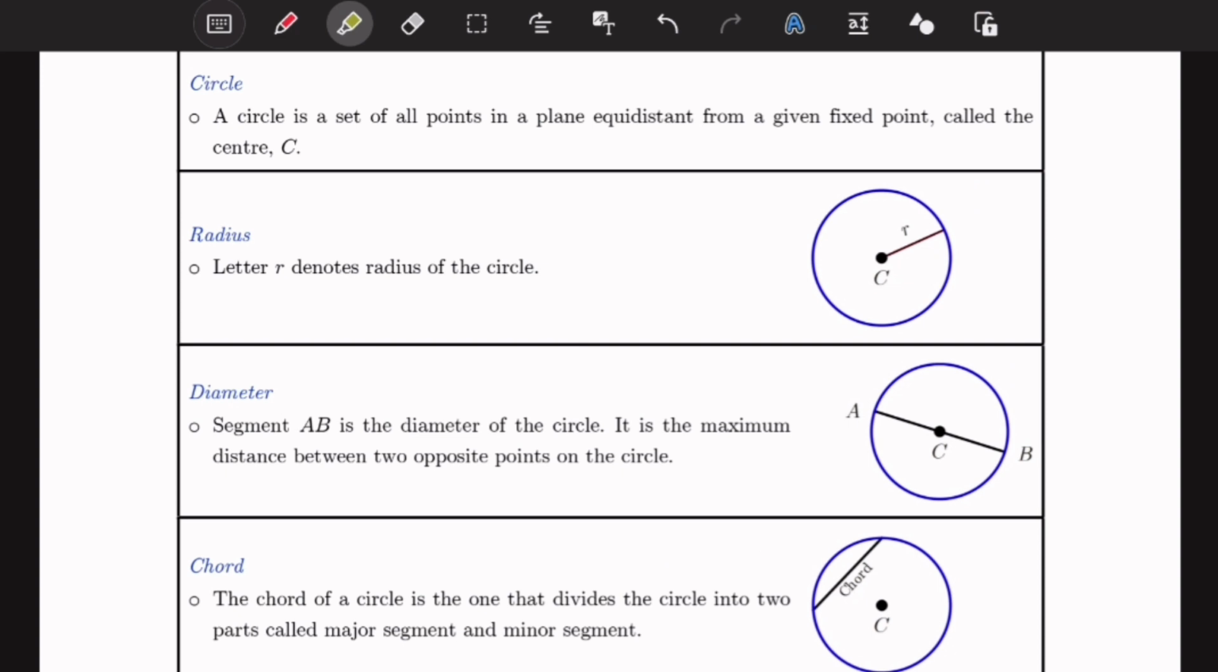So the important keyword here is the radius. Radius is a line segment that extends from the center to the circumference. Second is the diameter. You can see that segment AB is the diameter when it passes through the center C. The third term is the chord. The chord will divide our circle into two segments, which are the major segment and the minor segment.